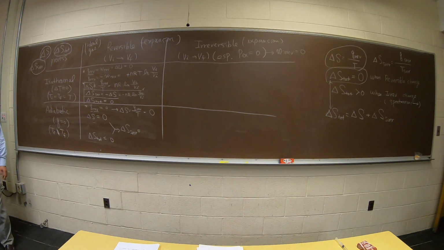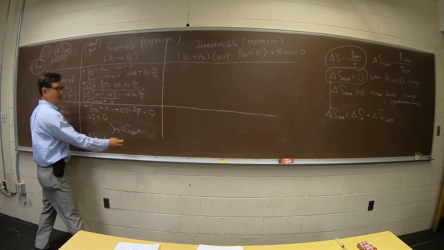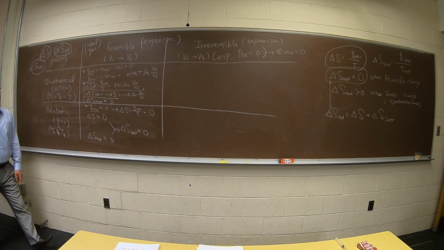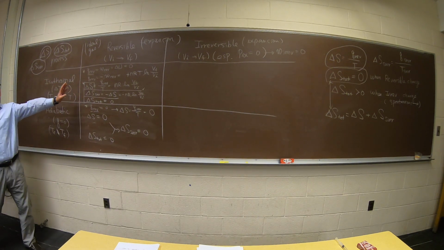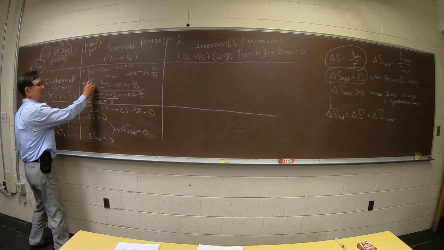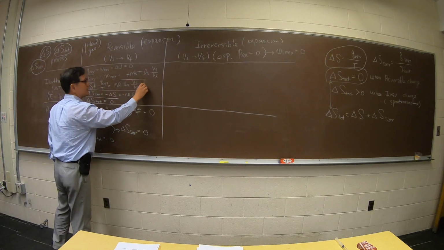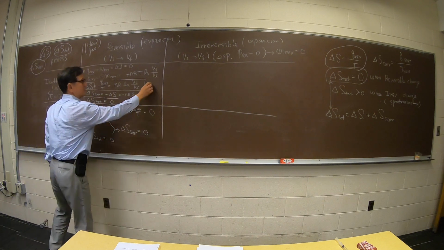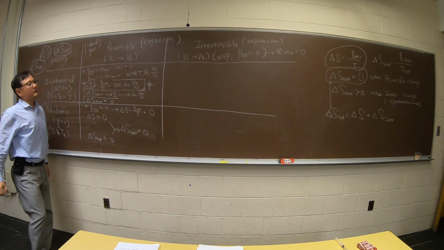What's my delta S surrounding? 0. Yeah, so this is the easiest case. When things are reversible and adiabatic, this is all 0. Whereas this is probably the most frequently used equation. This is a very well-noted equation.